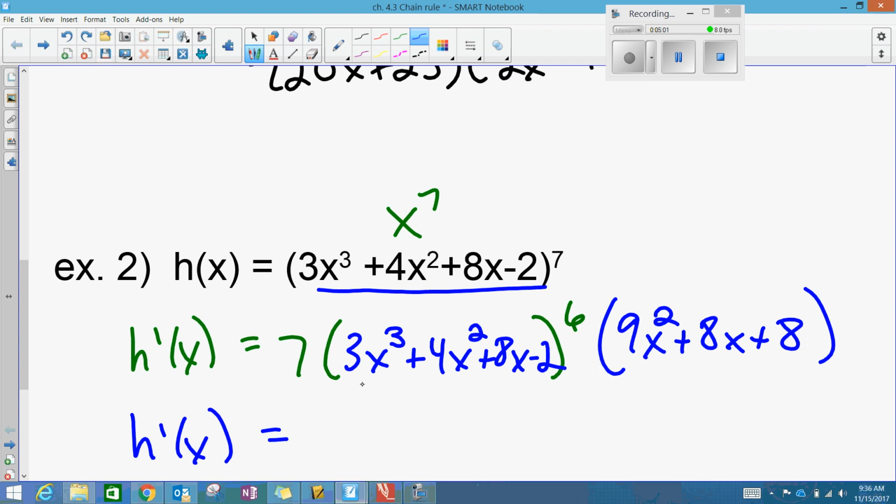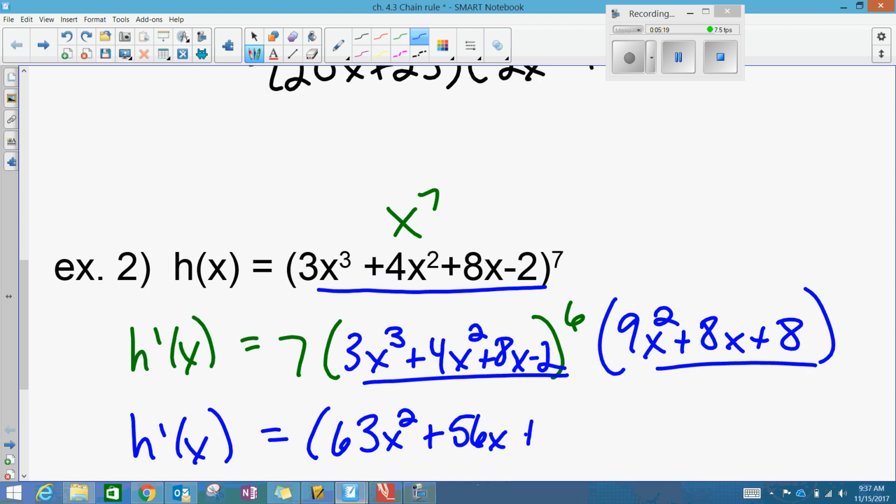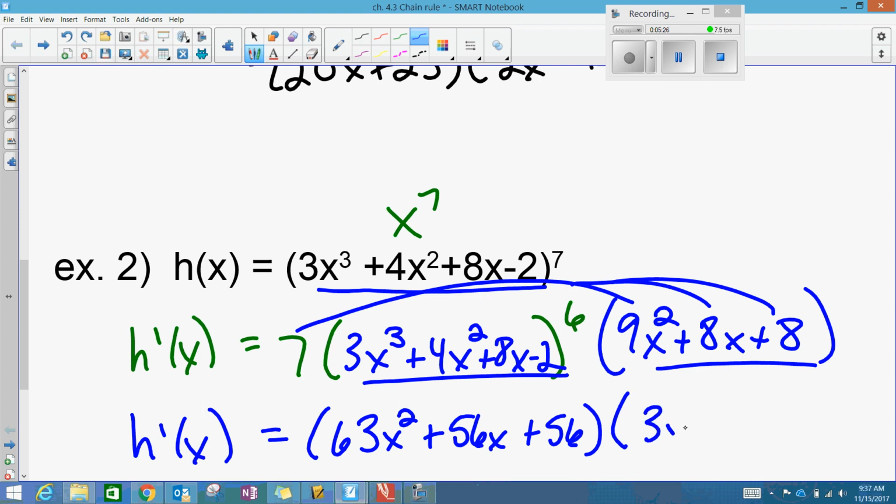Again, we don't want to touch anything to the 6th power, because that would actually be taking 7 to the 6th power, and we don't. That's not part of the problem. So we can distribute that to this parentheses. So we get 63x squared plus 56x plus 56. So I've distributed the 7 over here, and then times 3x to the 3rd plus 4x squared plus 8x minus 2 to the 6th.